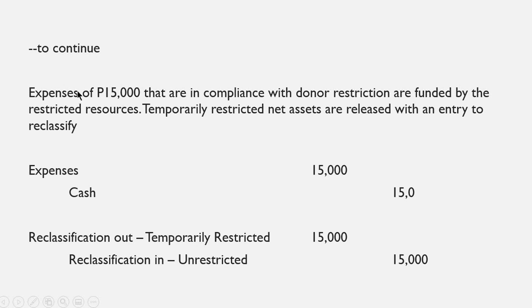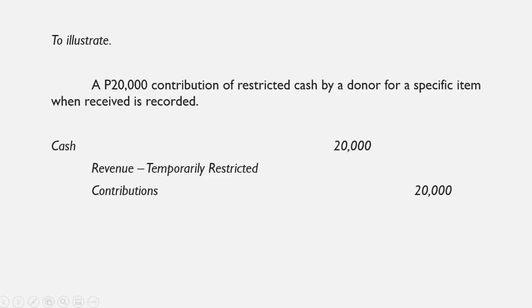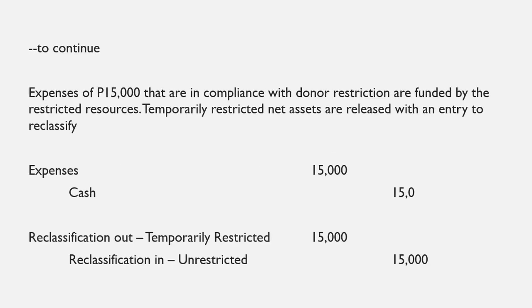So, to continue, yung expenses of 15,000 from the 20,000 contribution are in compliance with donor restriction and are funded by the restricted resources. So, temporarily restricted net assets are released with an entry to reclassify. So, paano ba tayo mag-classify? Remember, meron tayong expenses na 15,000 related to the donor restriction. Kaya yung expenses natin, syempre, record tayo ng expenses. Debit expenses, credit cash for the said amount, 15,000.